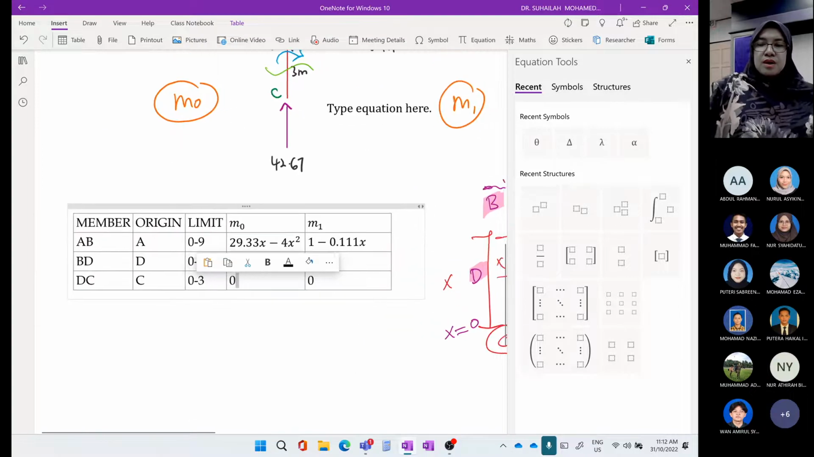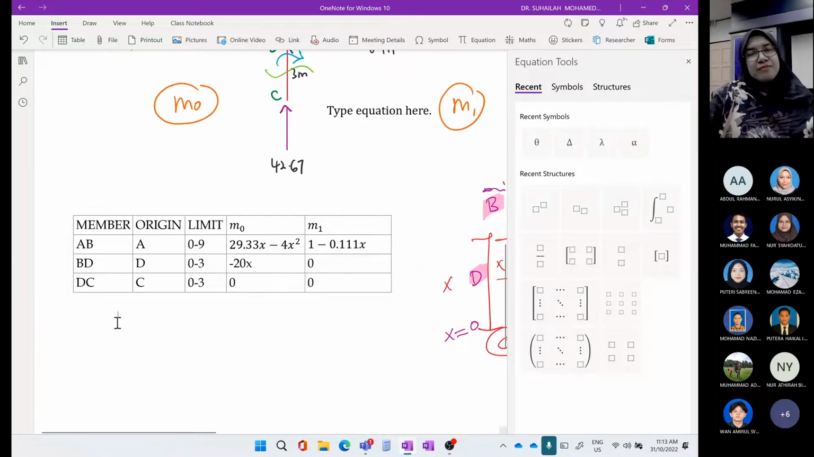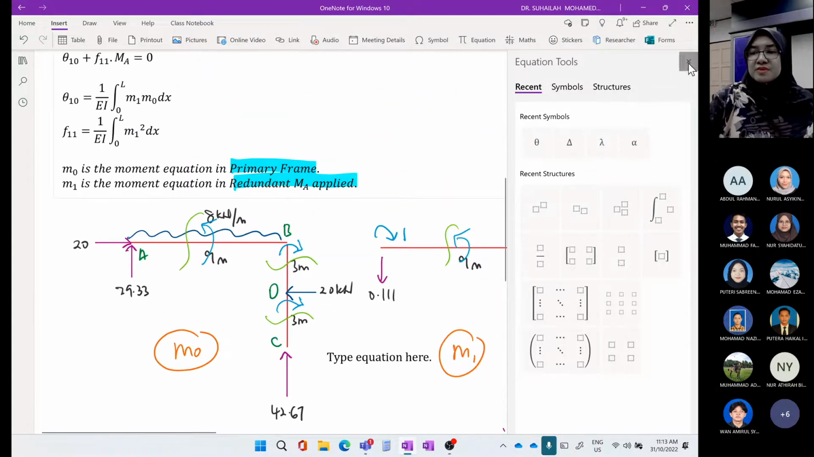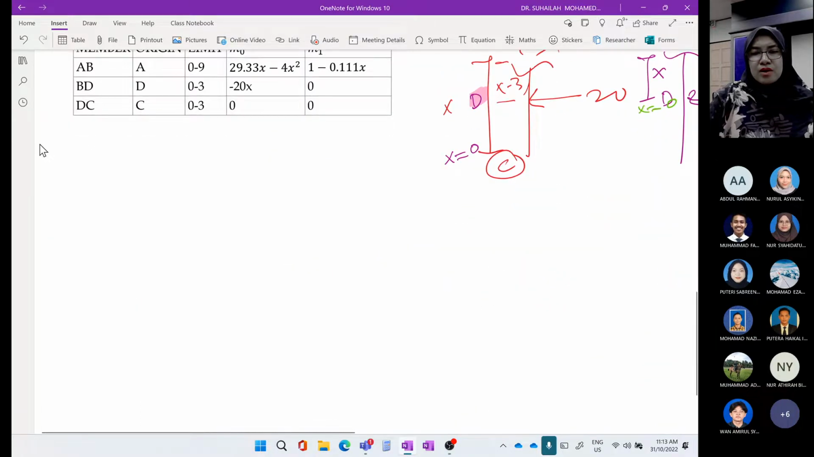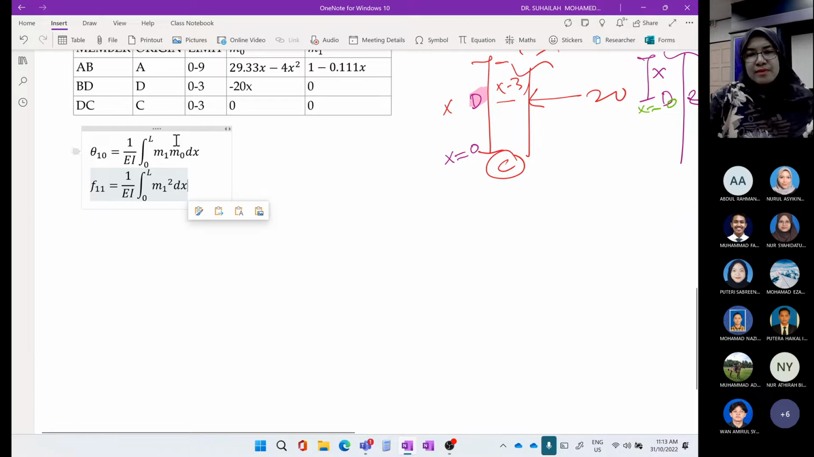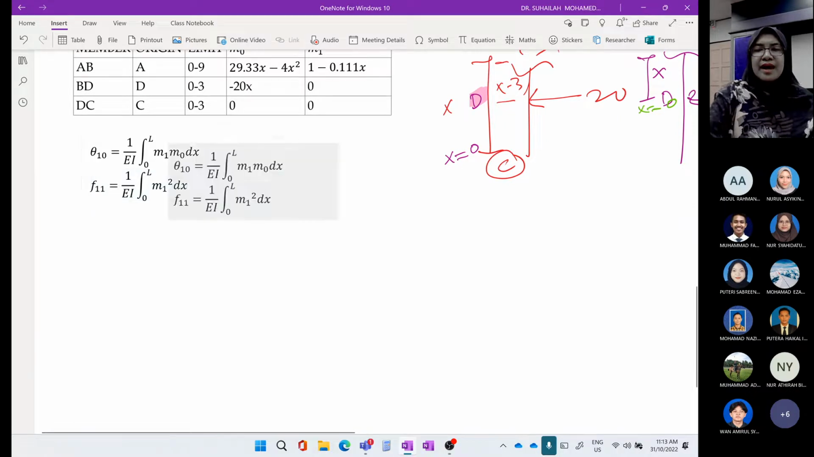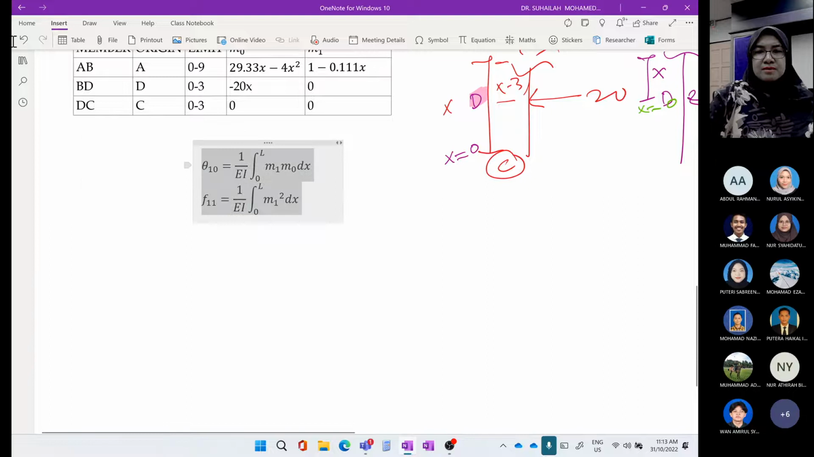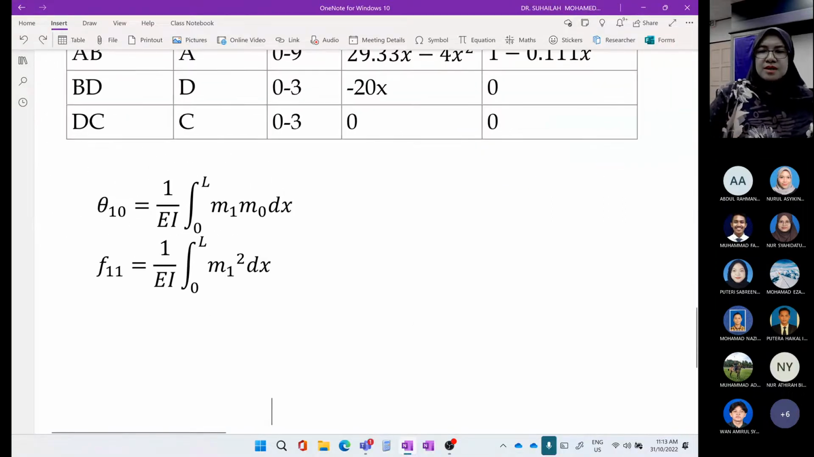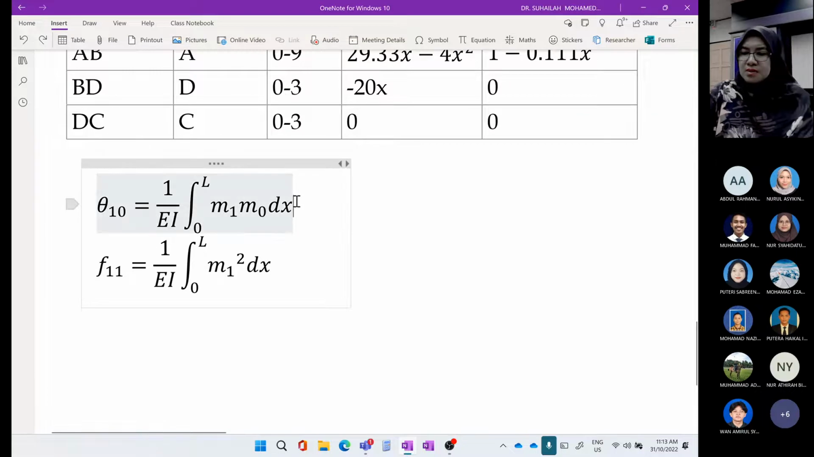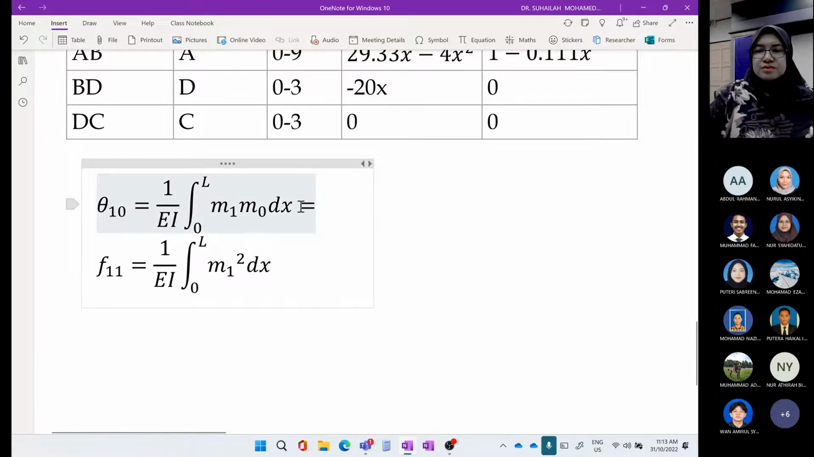Okay, now after this, so now we have all the moment equation. So what we need to do now is to substitute the moment equation into displacement formula. So we have two displacement, theta 1 naught and F11. Okay, so we will calculate the value.